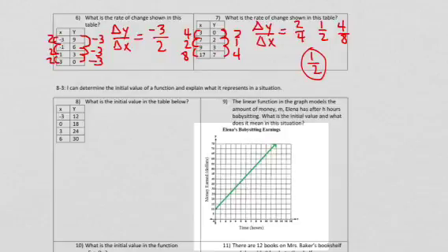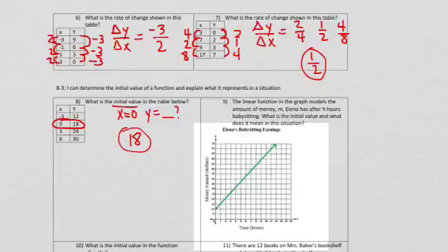For section 8.3, the initial value is what is being asked. So what I'm going to look for is when the x value is 0, what's the y value? So that's the question. So here I see that the x value is 0, so my y value is 18, so 18 is the initial value.